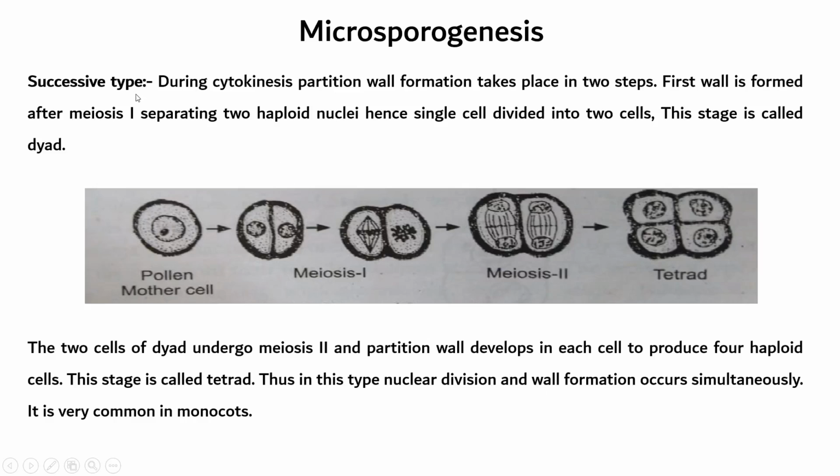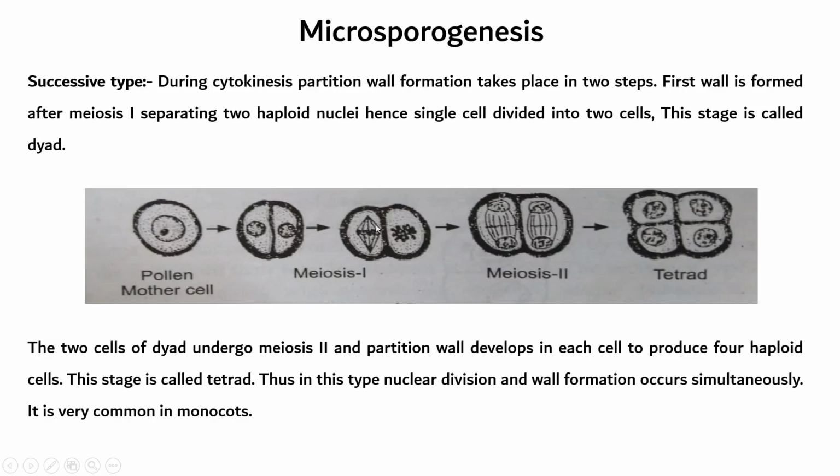Now let us see first the successive type of cytokinesis. During this cytokinesis, partition wall formation takes place in 2 steps. The first wall is formed after meiosis first, separating the 2 haploid nuclei, and the single cell is divided into 2 cells. Now see in this diagram, you see the pollen mother cell or microspore mother cell. First of all, in meiosis first, it is divided into 2 daughter nuclei and simultaneously develops the partition wall here. This is called a dyad.